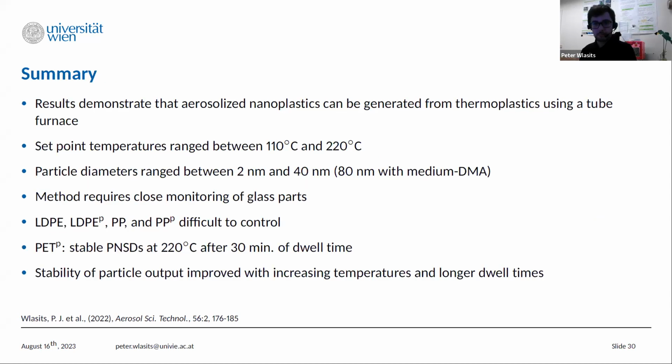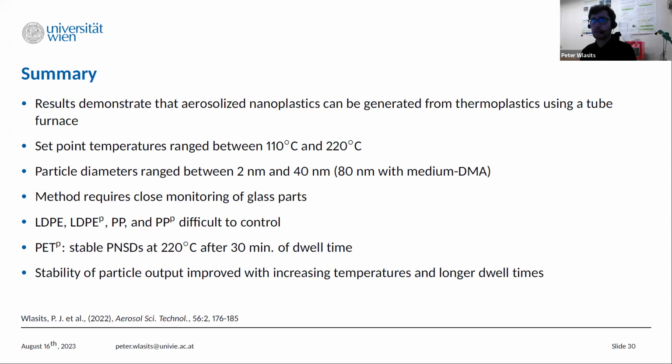So I want to summarize. Our results demonstrate that aerosolized nanoplastics can be generated from thermoplastics using a common tube furnace. The set point temperatures we used range from 110 degrees Celsius to 220 degrees Celsius, and that yielded, depending on the material, particle diameters between 2 nanometers and 40 nanometers with the nano DMA, and up to 80 nanometers with the medium DMA. So in general, you can say that the particle diameters ranged from 2 to 80 nanometers.